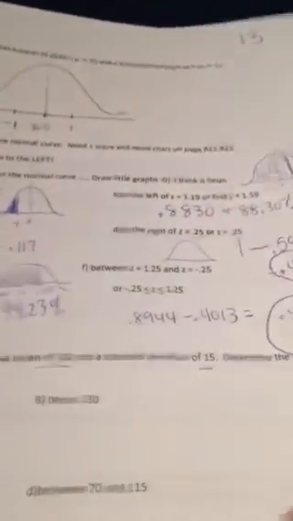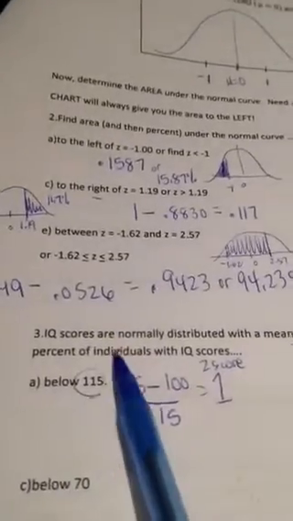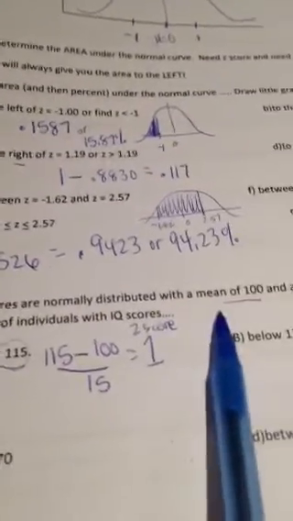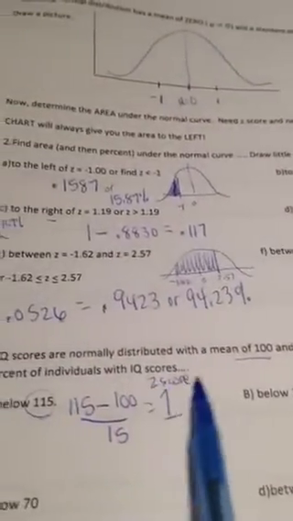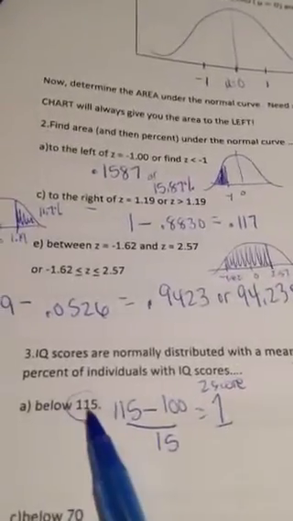Okay, so I'm still on page 13. This time I'm at the bottom where the question says IQ scores are normally distributed with a mean of 100 and a standard deviation of 15. Determine the percent of individuals with IQ scores below 115.